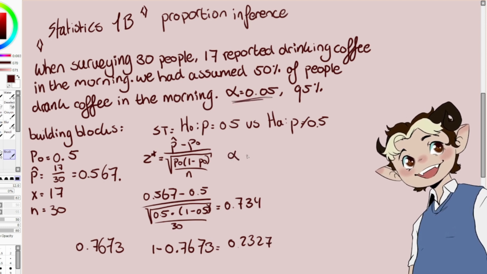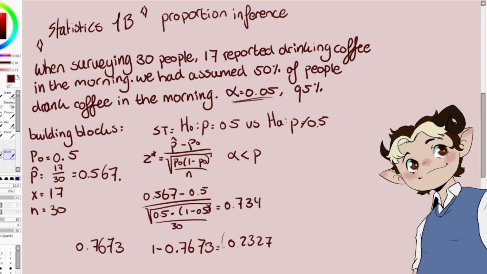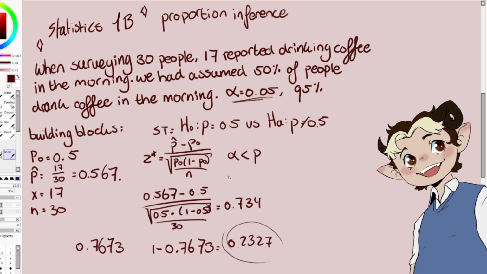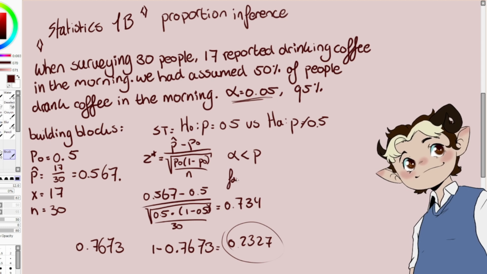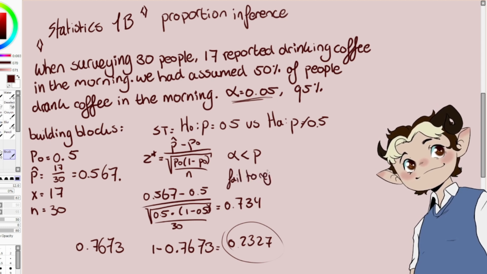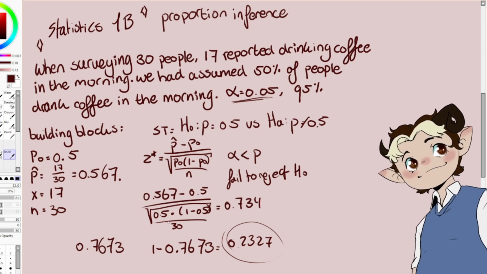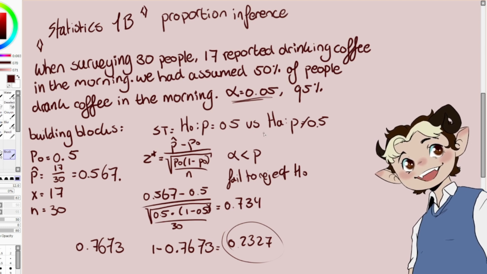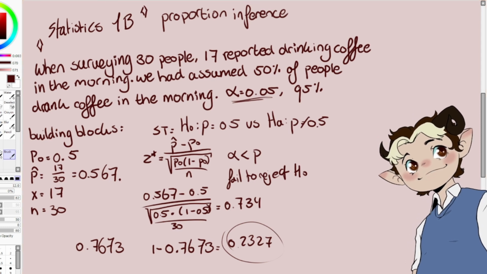So alpha is smaller than our p-value over here. Thus, we fail to reject the null. So we're just going to accept that probably the true proportion of people that drink coffee is 50%. That is how we do our significance test.